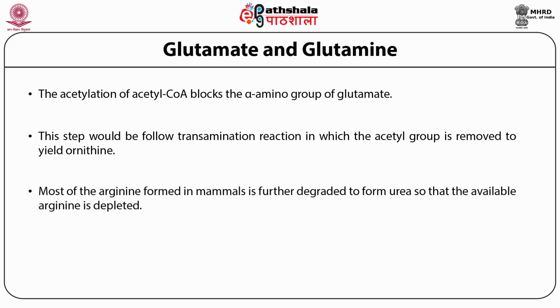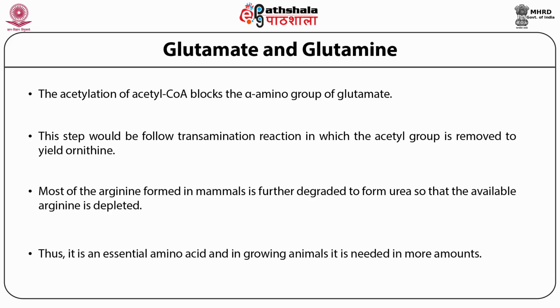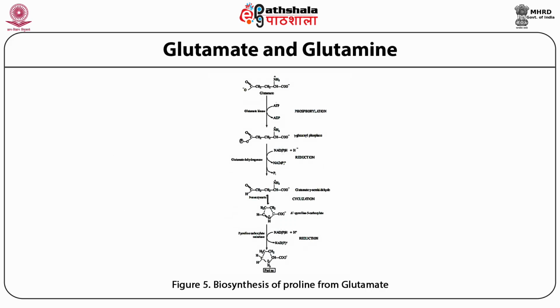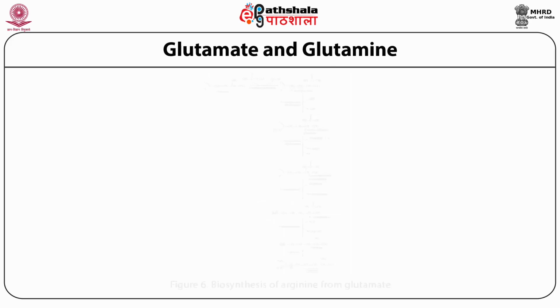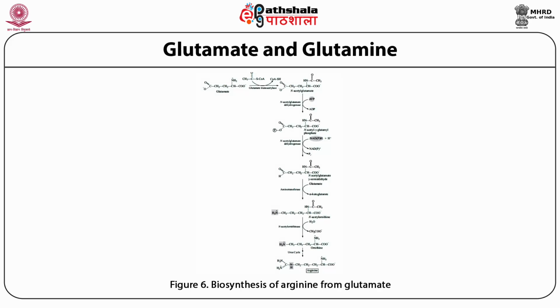Most of the arginine formed in mammals is further degraded to form urea, so that the available arginine is depleted. Thus, it is an essential amino acid, and growing animals need it in more amount. The figure shows the biosynthesis of proline from glutamate. The figure shows the biosynthesis of arginine from glutamate.